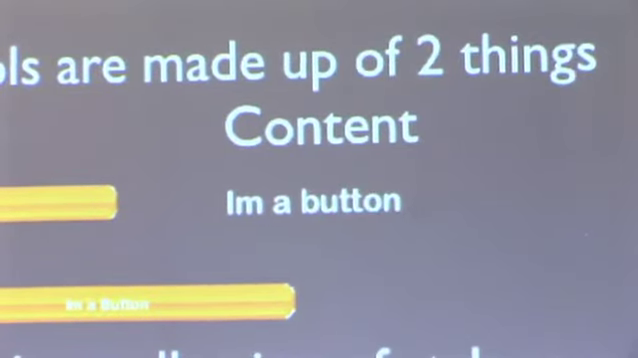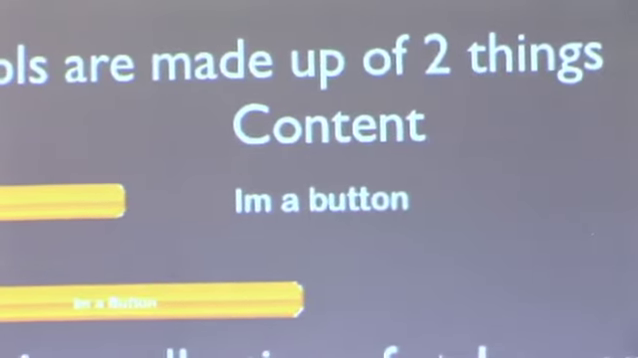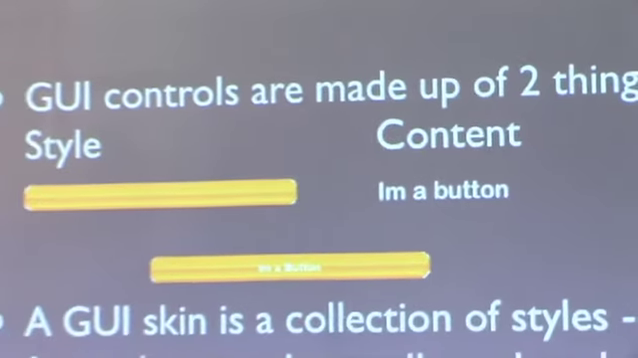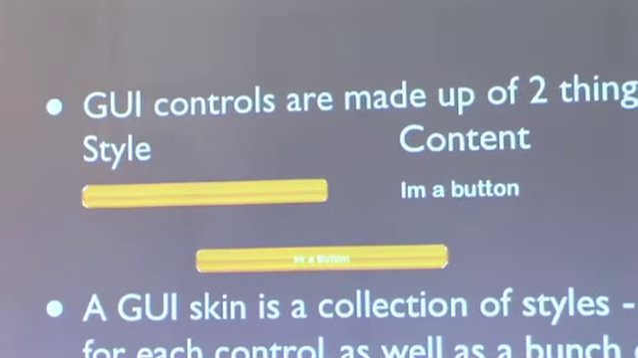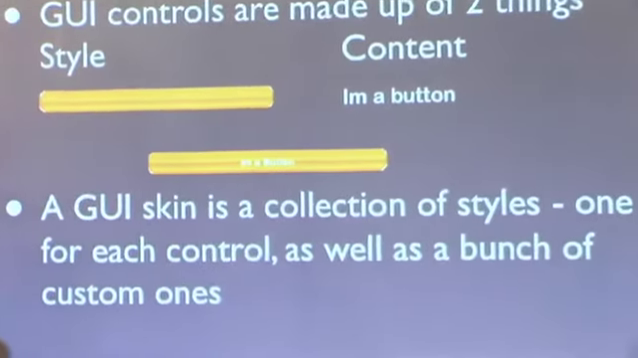This is what goes in this button. So basically content is what you're rendering. Style determines how it gets rendered. If you pass in both an image and text, the style will determine if the image goes above the text or to the left of the text, or if it only renders the image, or whatever. These 2 get combined when rendering, so you get this, I'm a button.